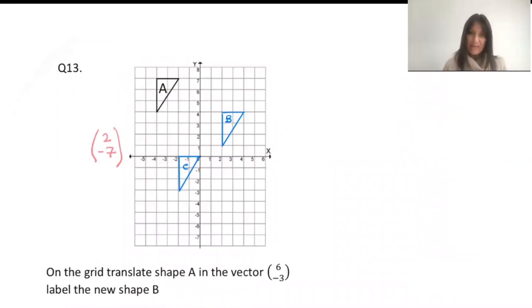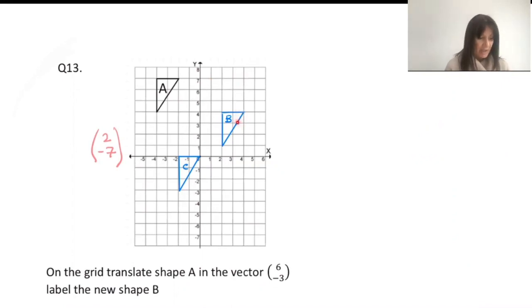So the first thing that we were being asked to do was to translate shape A by the vector 6, minus 3. So that means that we're moving forward 6. So that's 1, 2, 3, 4, 5, 6, and down 3. And you can see that I've drawn the new shape from the corner that I counted from, and I've labeled it B, just like they asked me to.